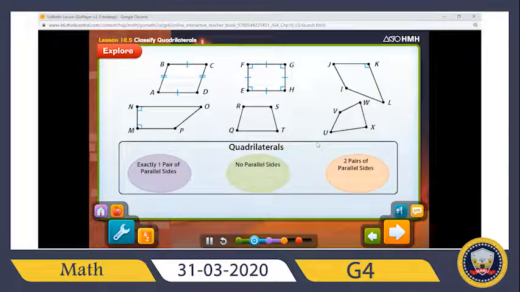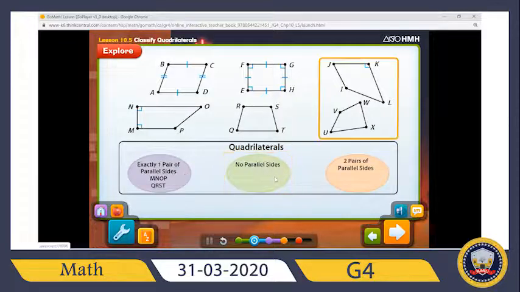Right now, let's check them by checking the parallel sides. There are three categories. One of them is exactly one pair of parallel sides. So let's check. I know line segment NO and line segment MP are parallel to each other. There is only one pair. And line segment RS and line segment QT are also parallel sides. So I can say quadrilateral MNOP and quadrilateral QRST have just one pair of parallel sides.